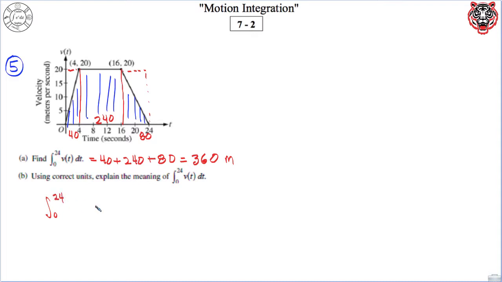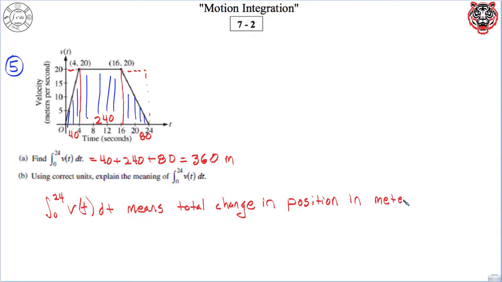The integral from 0 to 24 of velocity, going backwards from velocity, we get, hold on, dt means when you go backwards, it's the total change in position. Position is the antiderivative of velocity. Position. And what units are we in? In meters, from 0 seconds to 24 seconds.